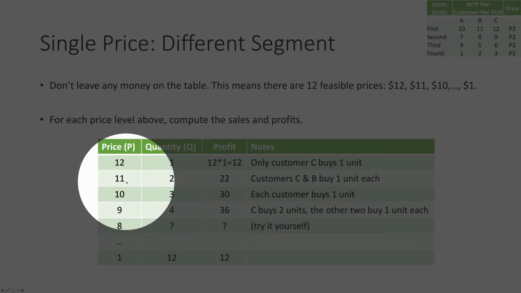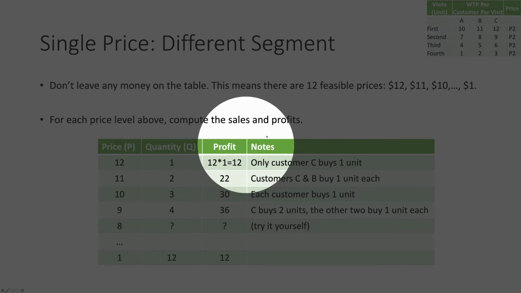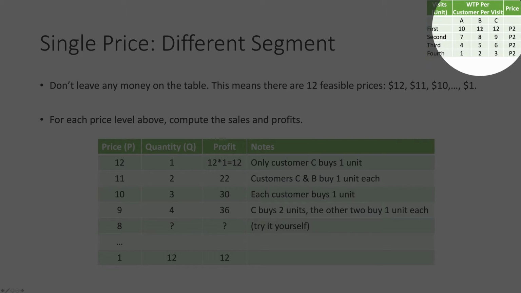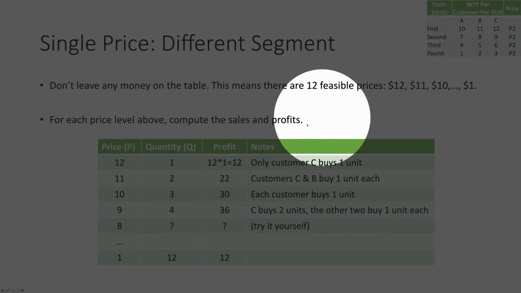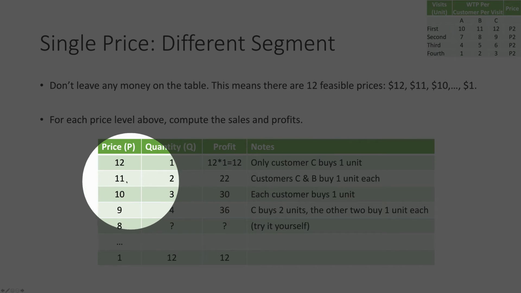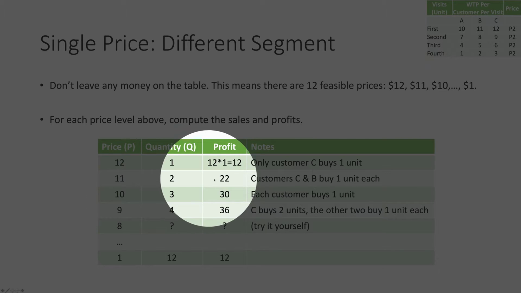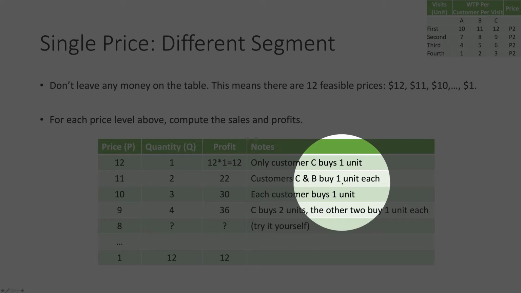And then if we drop the price to $11, now we have a demand of 2 because customers B and C both have willingness to pay above 11. So quantity of 2 multiplied by 11, we have a profit of $22. Customers B and C both buy 1 unit.